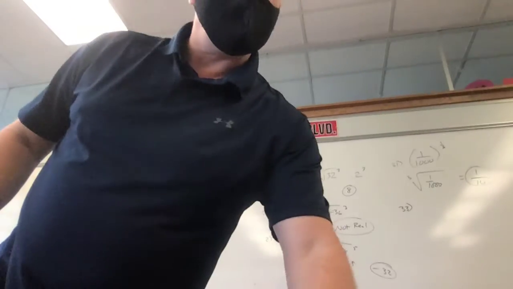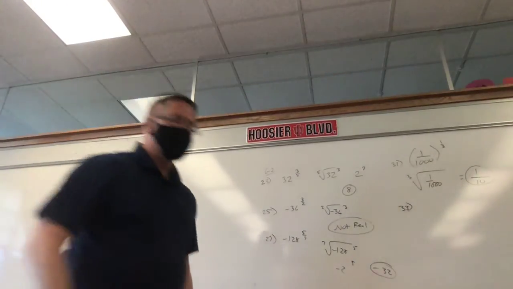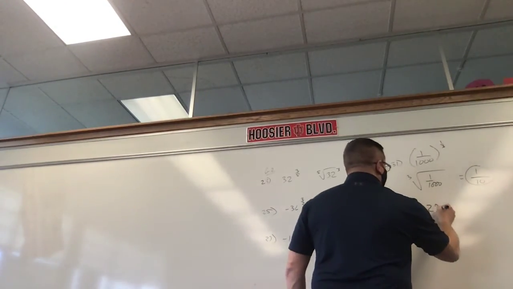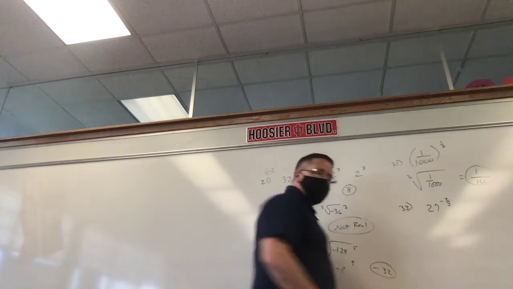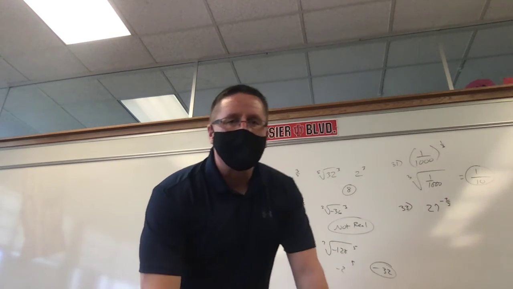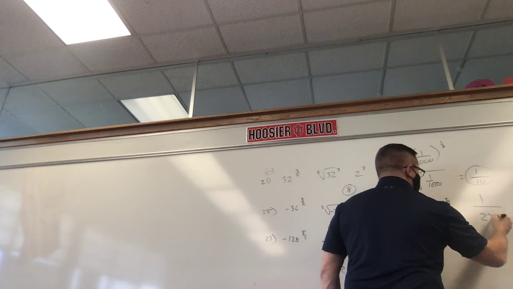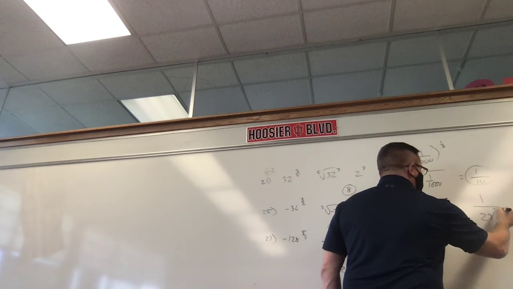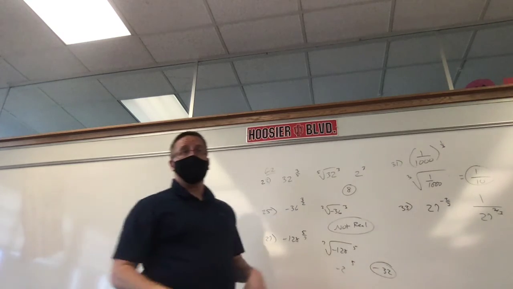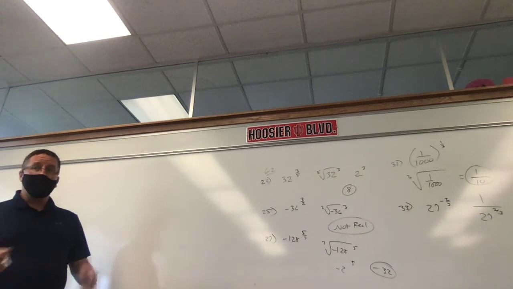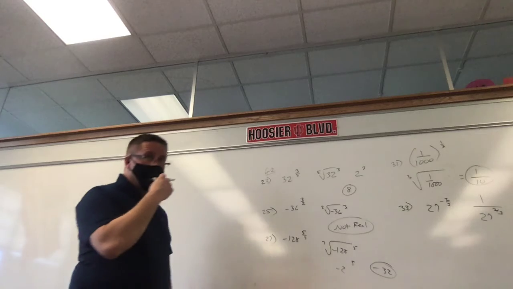Okay. 27 to the negative 2/3. Okay, this brings in stuff that we did last week. Do we like negative exponents? No. No, we don't. So we're going to rewrite this as 1 over 27 to the 2/3 power. Remember, if you have a negative exponent on top, move it to the bottom. Negative on bottom, move it to the top. What do you do with a positive exponent? Leave it alone.